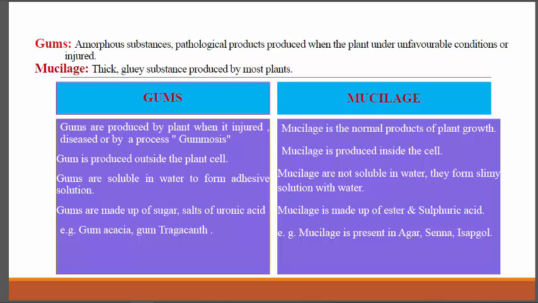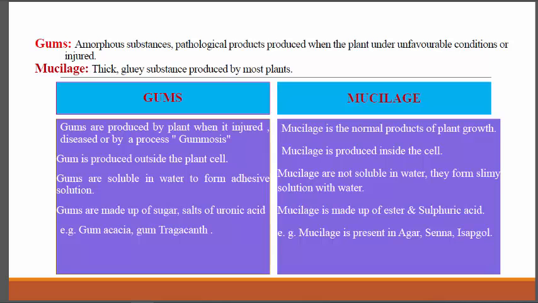What are gums? What is mucilage? So what are gums? These are amorphous pathological products which are produced when plants are in unfavorable conditions or injured. These are thick glue-like substances that are produced by most plants. And this is the basic comparison between gums and mucilage. Gums are produced by a plant when it is injured, diseased, or by the process of gummosis, whereas mucilage is a normal product of plant growth.